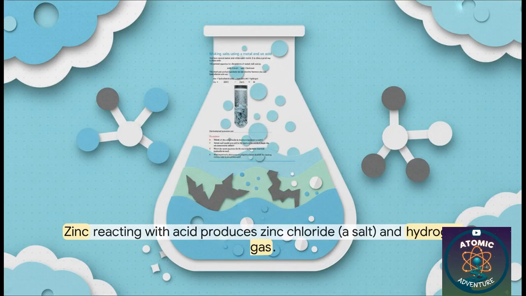We've got some zinc metal in hydrochloric acid. And look at all that fizzing. Those bubbles are hydrogen gas being produced. That fizzing is your number 1 sign that the reaction is working and a salt, in this case zinc chloride, is being formed in the liquid.